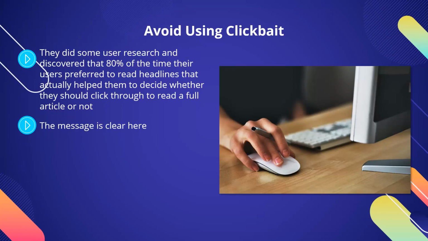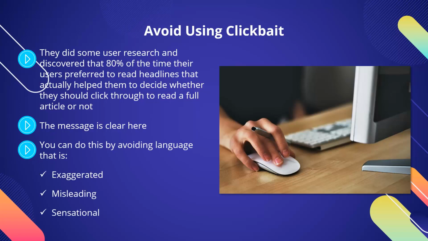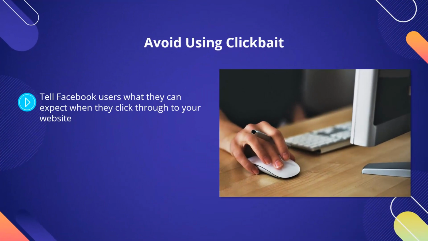When you are creating your post for Facebook and you want users to click through to your website, don't use headlines that they will consider clickbait. You can do this by avoiding language that is exaggerated, misleading, and sensational. Tell Facebook users what they can expect when they click through to your website. This will help them to make the decision to click or not, and will keep you in Facebook's good books as well.